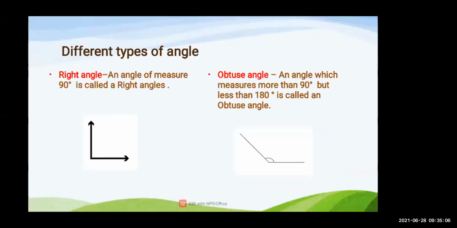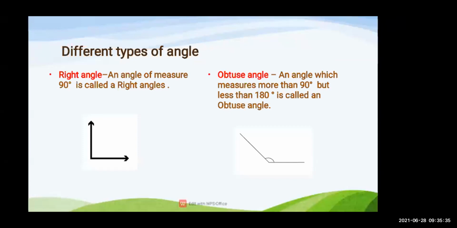Okay, the next type of angle is right angle. Now, right angle means what? Exactly 90 degree. Neither more than 90 nor less than 90. Exactly 90 degree, that is our right angle. So, whenever the number written is 90 degree, it is a right angle.